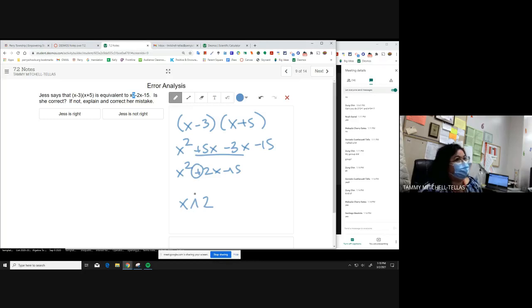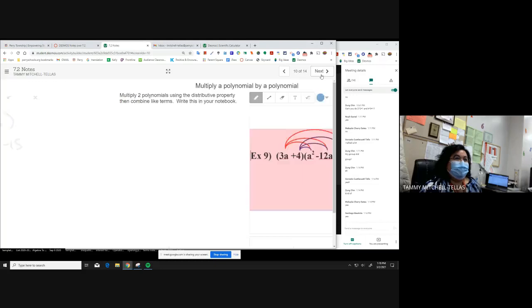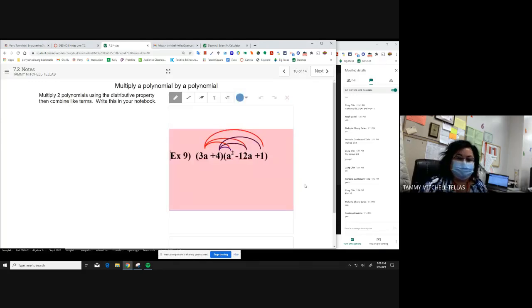How are you feeling about FOIL? Good stuff? You learned something new today, right? All right, now let's make this longer. We don't always get to multiply 2 binomials. Sometimes you have to multiply 2 polynomials, or in this case, a binomial, which has 2 terms, times a trinomial, which has 3 terms. At the top, I've got those red little rainbows showing the distributive property from the 3a, and the purple or black ones showing the distributive property from the 4.